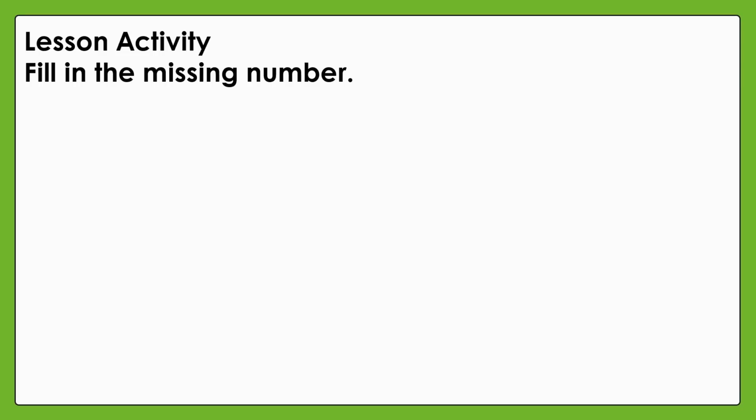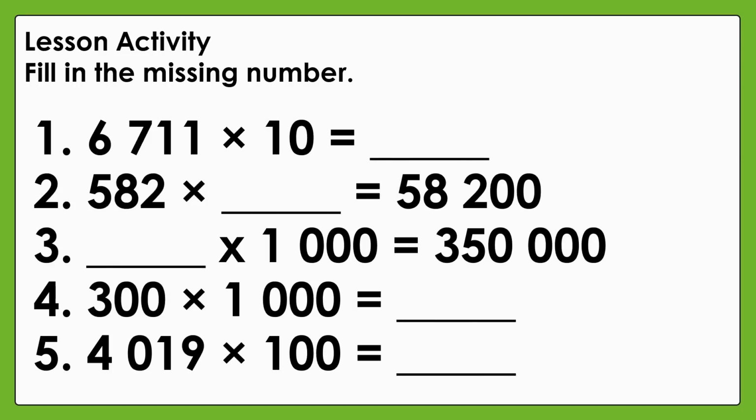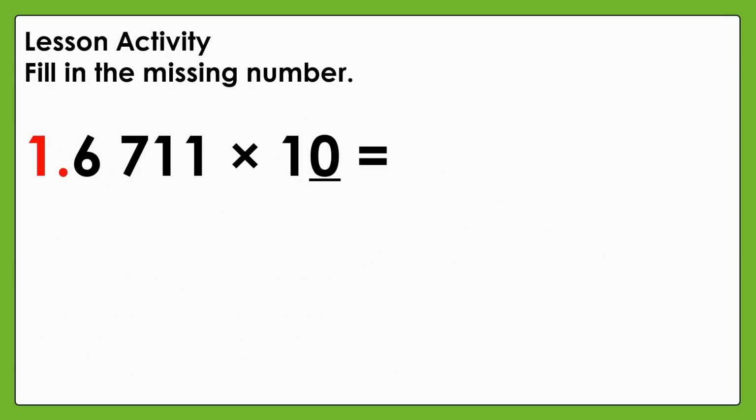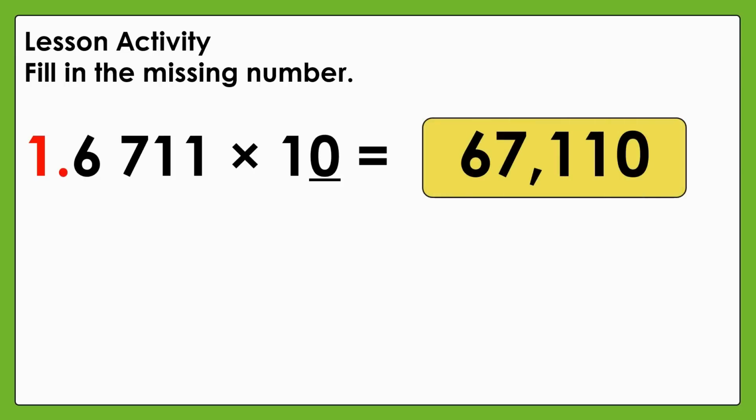Let's have another lesson activity. Fill in the missing number. Answer this in your math notebook. Let's answer. 6,711 times 10 is equal to 67,110.